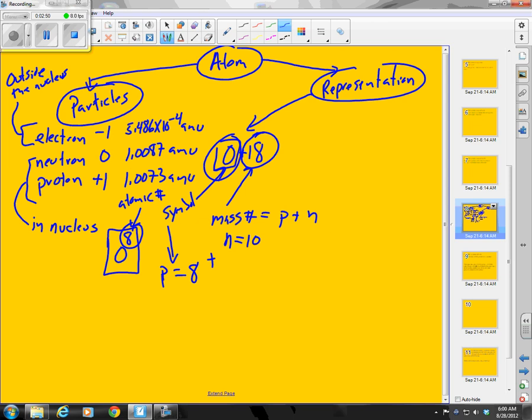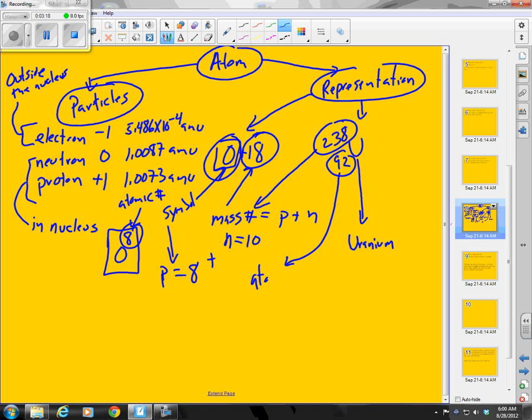There's another symbol that we can use, which is along the lines of uranium 92 238, right? Once again, my U stands for what? That's my symbol, uranium, right? What's my 238? My 238 is my mass number. And what's my 92? My 92 is my atomic number, the number of protons. Good.